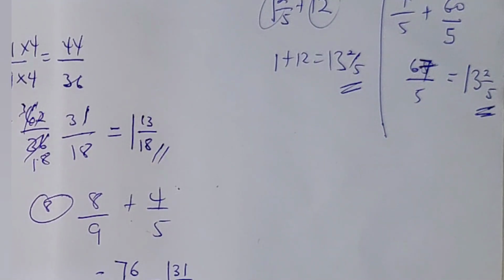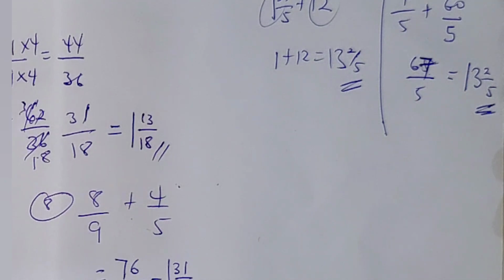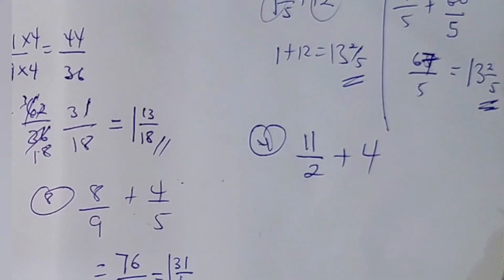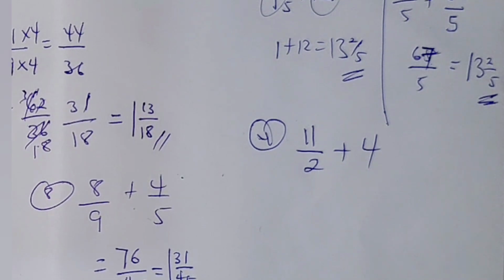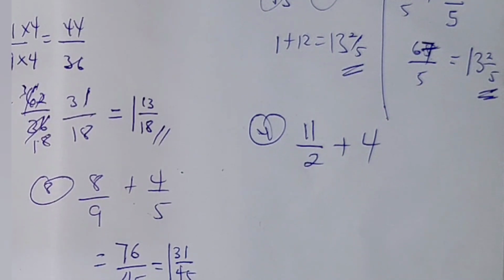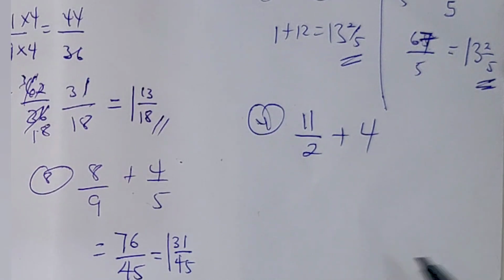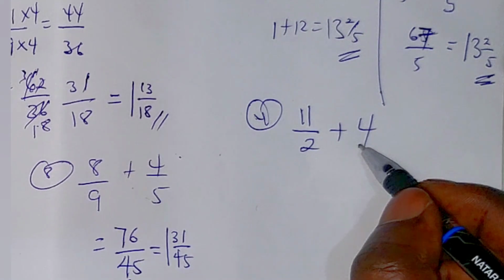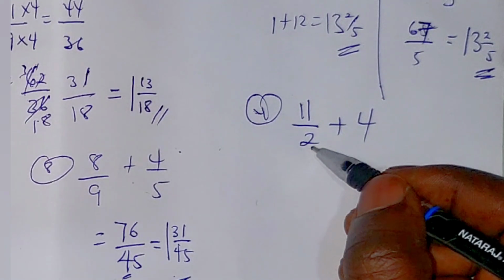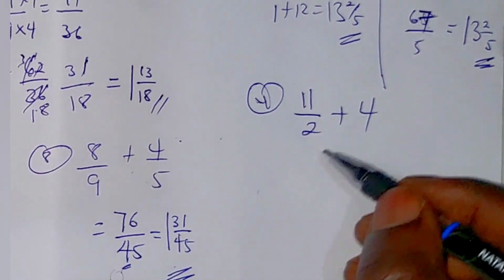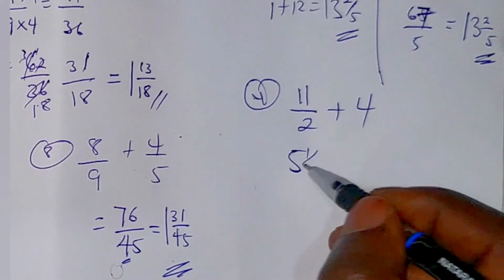And like I said, please pause the video, try it yourself. That's the only way you will know whether you understand it or not. This is going to be my last example. Then maybe I will leave the last one for you to try. I'll give you the answer, but you would have to do it yourself. So this one too, the same thing. We can change the 11 over 2 to a mixed fraction, which is going to give us 5 whole number 1 over 2.